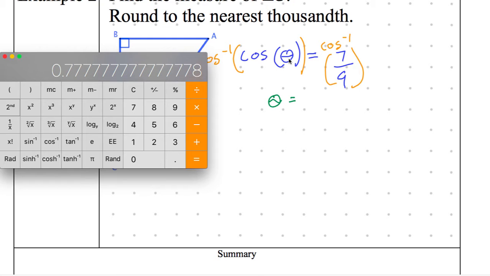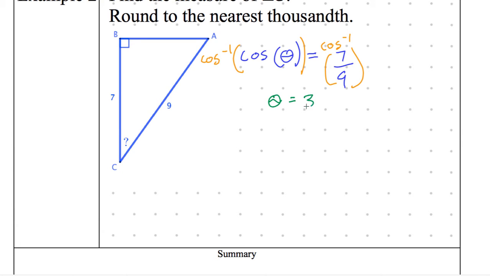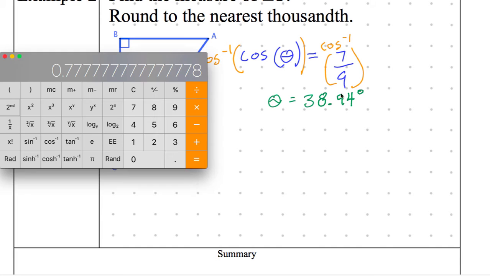Raise your hand if you have an answer and have not participated yet. I see 2 hands. No, you've already participated. Go for it, Sam. 38.94 like that. Degrees. Let's check it out.